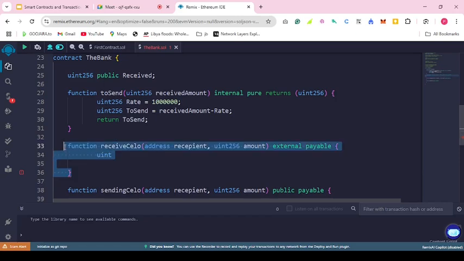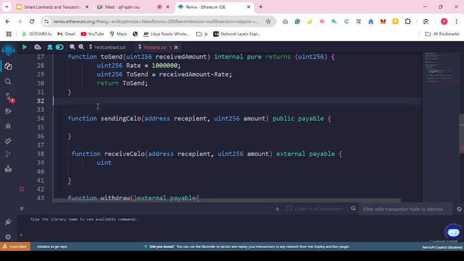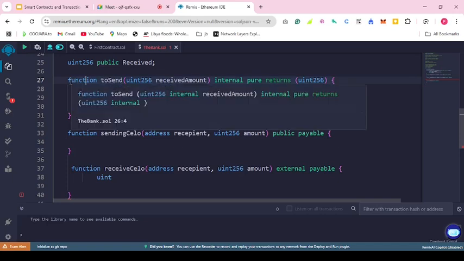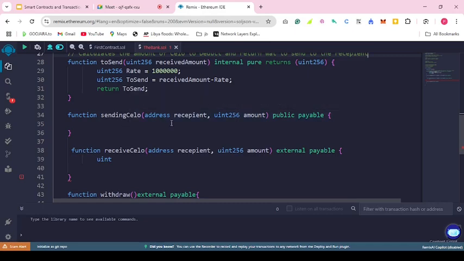So actually, this should perhaps come below sending Celo. Okay, and I will explain why. So the first function is done, and just to define what this function does, this function calculates the amount of Celo to deduct and chooses what to send and returns what to send to the recipient. Okay, and then sending Celo, we shall do this.